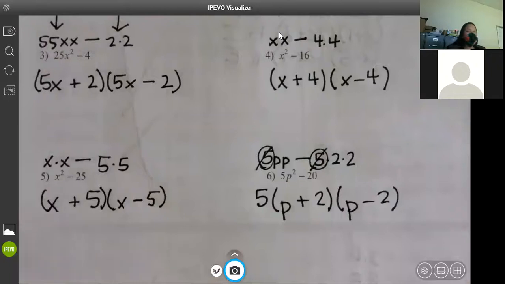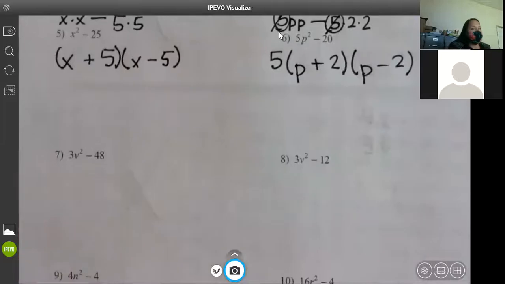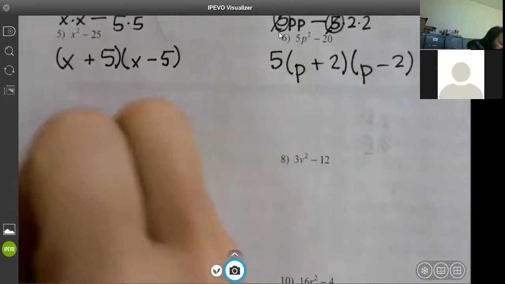and share. Okay. So always try that first. And then if it doesn't work, you may not be able to factor it. All right. Factors of 3v squared are 3v and v.